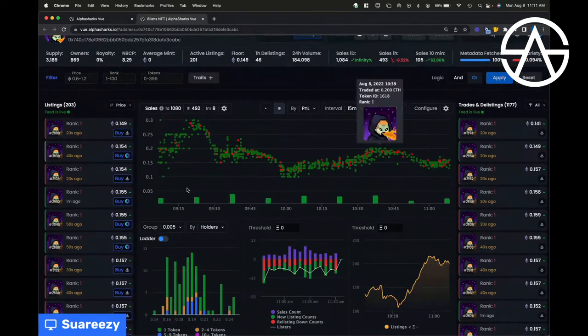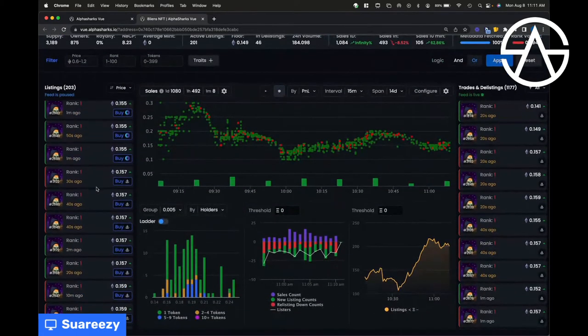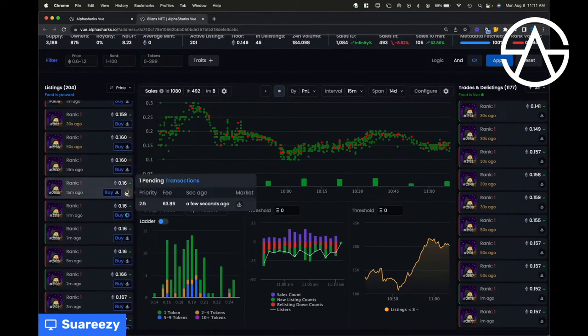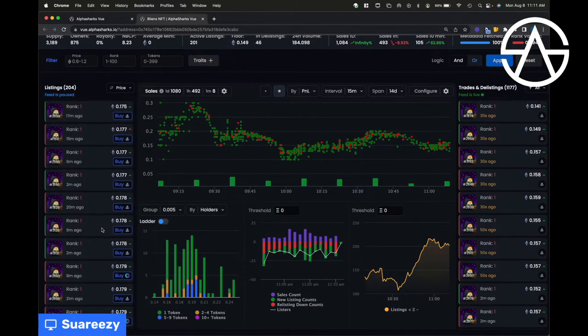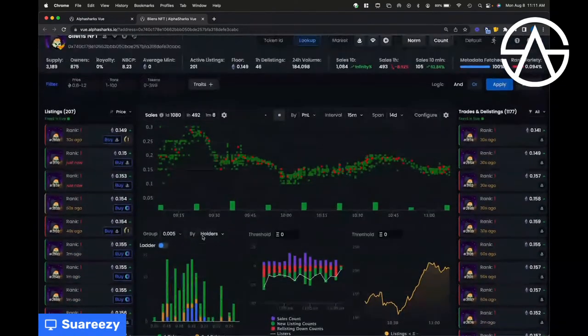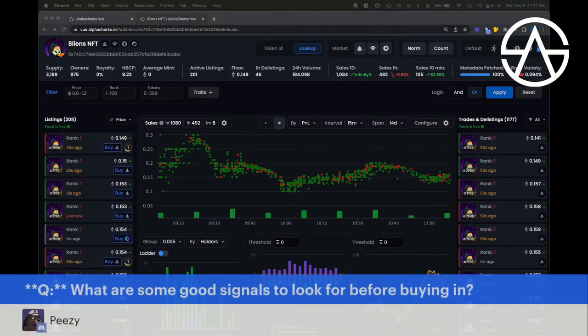The reason I was looking at it was because there were lots of transactions going on. I'm actually not seeing as many sales as I was seeing when I clicked into it, which is not too shabby. We're getting some, but one of the main factors to your question, PZ, is what you said: what are some good signals to look for before buying in?